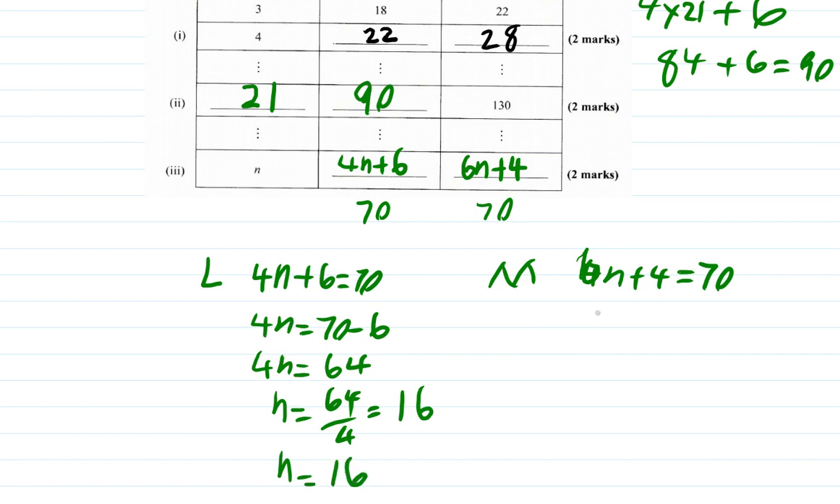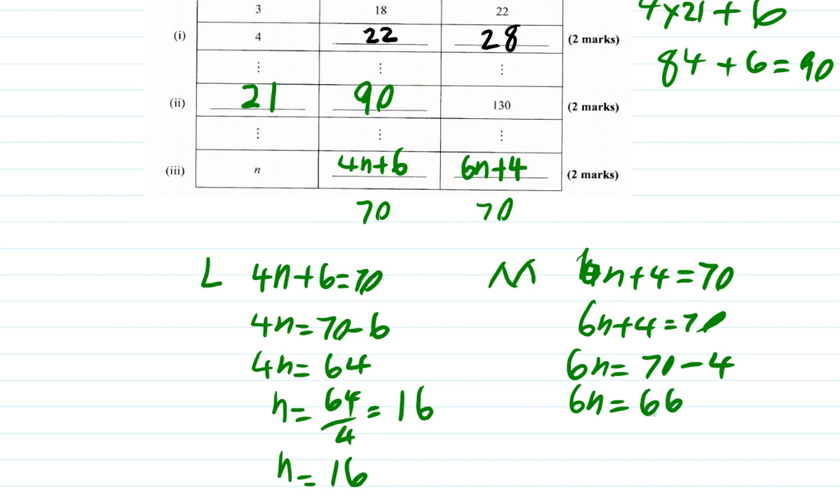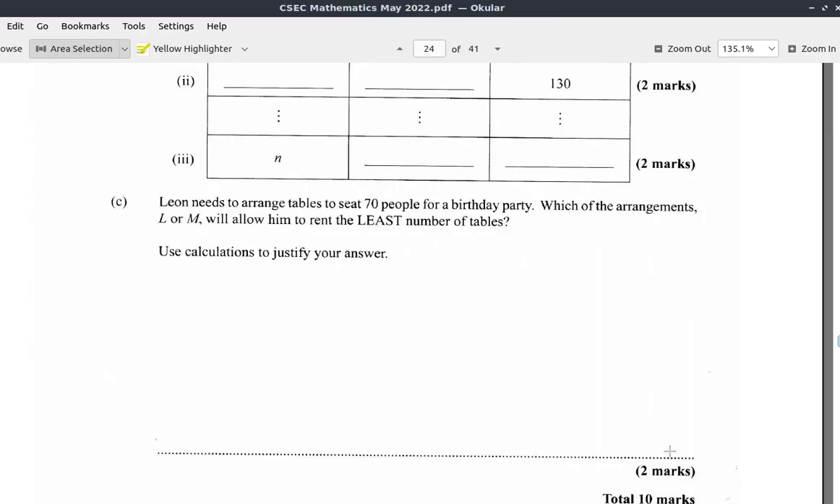For arrangement M now, 6n plus 4 is equal to 70. So 6n is equal to 70 minus 4. We subtract 4 from both sides. 70 minus 4 is 66. So 6n is equal to 66. Divide both sides by 6. n is equal to 66 divided by 6. So n is equal to 11.